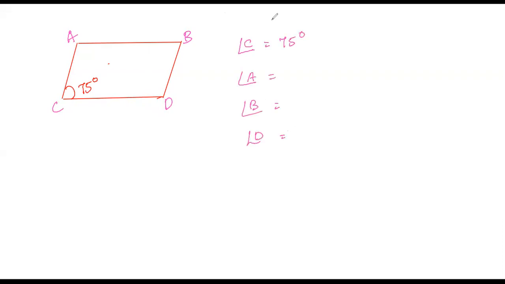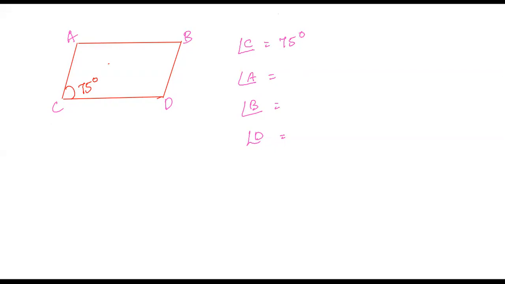Anyone wants to try? Joseph? I hope I'm pronouncing it right. 75 plus x plus x plus x is equal to 360. Yeah, who said that? Joseph. What about Arfan? Do you have any other method in your mind? So, do you agree with Joseph? I agree with Joseph. Okay, good. So whatever Joseph said is right.